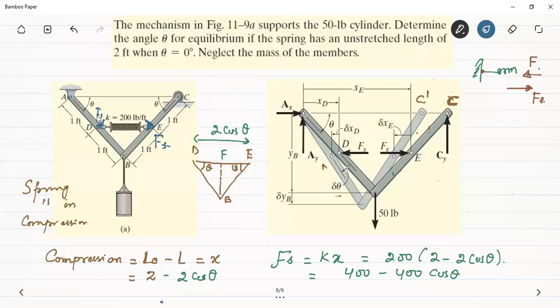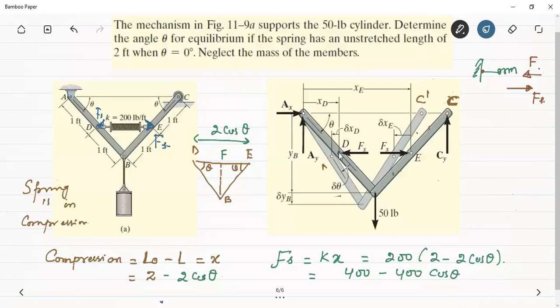So finally we can see that the virtual work will be done due to three forces. One is this 50-pound force, and the virtual displacement corresponding to this 50-pound force has been denoted by delta YB. Similarly, you can see that this point E has shifted from right to left. So delta XE is the virtual displacement, and the work done by the spring force at point E will be negative because the spring force is in the positive x direction and the displacement is in the negative x direction.